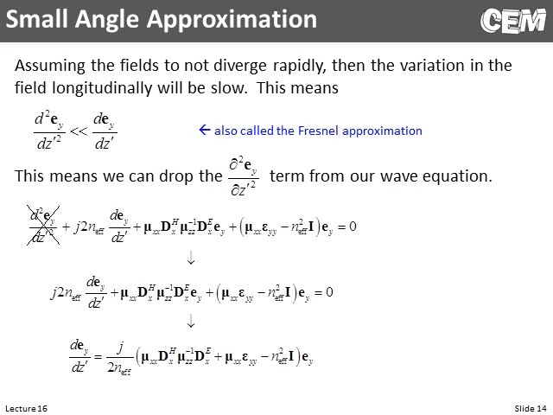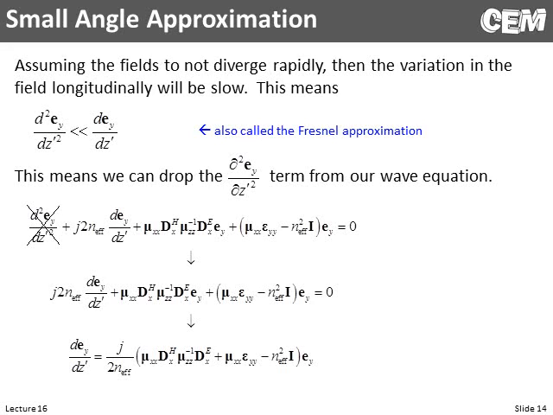And this is very, very typical for beam propagation methods. We're going to make a small angle approximation. Well, if the fields are not diverging rapidly, then they're not going to be changing rapidly in the z direction, which was also our assumption when we made the slowly varying envelope. So it's consistent with that.